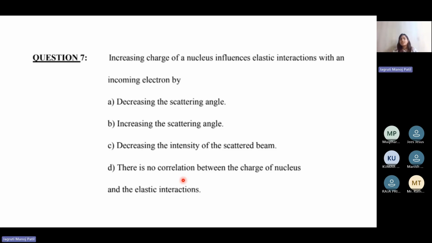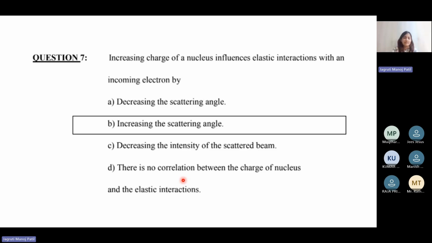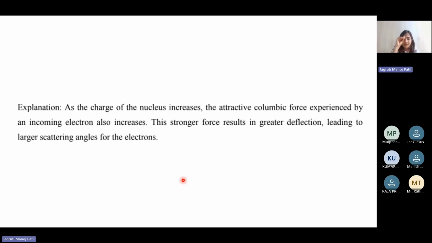Increasing the charge of the nucleus means more electrons, so you'll have more elastic interactions, and not that much inelastic. The scattering angle would increase. If your angle increases, the force that's generated will also result in a greater deflection, and hence larger scattering, so the energy and the charge increase in that way.